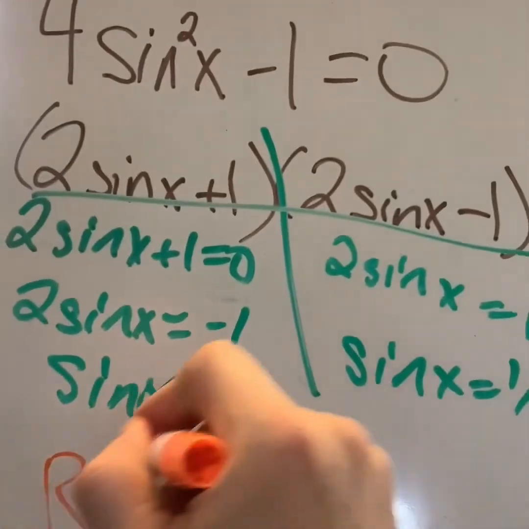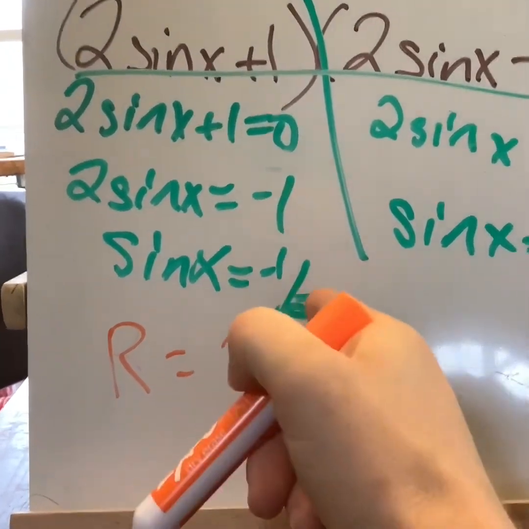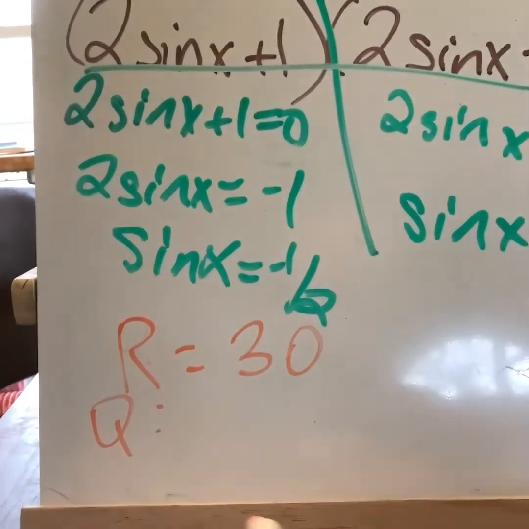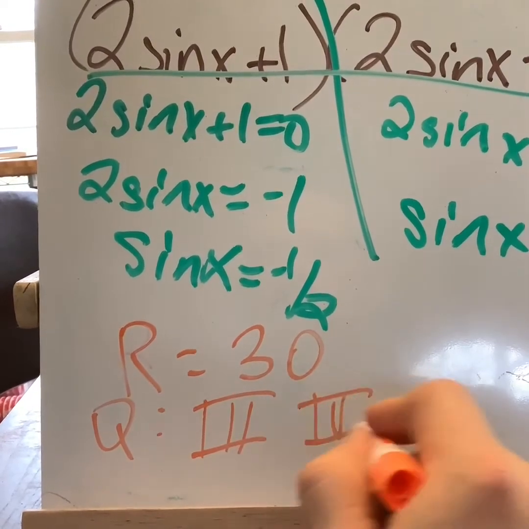So we get the reference, hopefully you can see that, is 30, all right? And since it's negative, we're in which quadrants? Well, sine is positive in 1 and 2, so it's negative in 3 and 4.